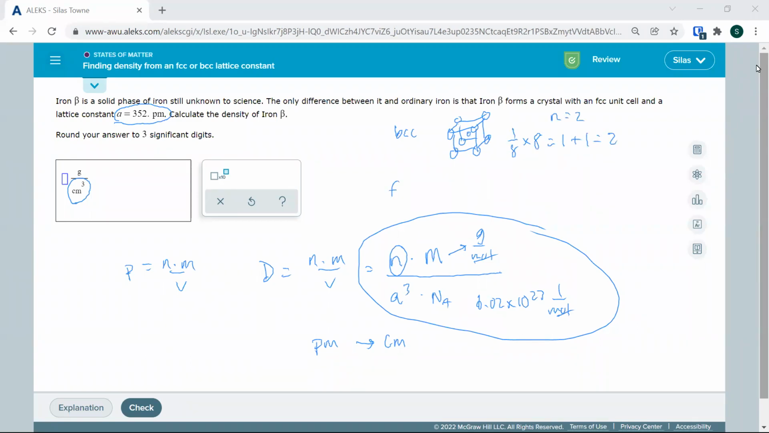And then we talked about FCC, which is a little more crowded or better packed. You still have those 8 on the corner. And then you have half of 1 on each surface. One there. So we have that same 1/8 times 8 plus 1/2 times 6 surfaces, and 3. So we get N equals 4 with an FCC.